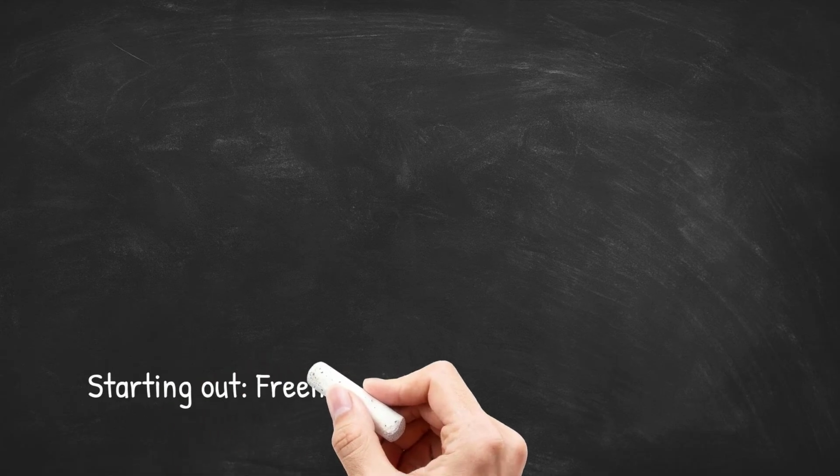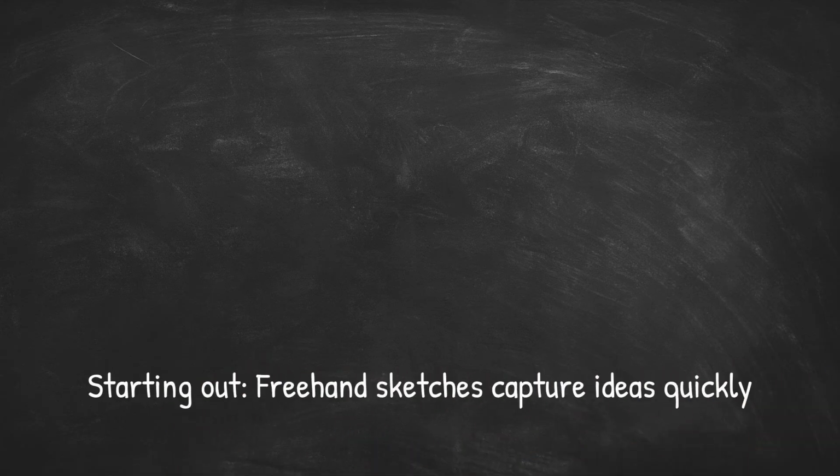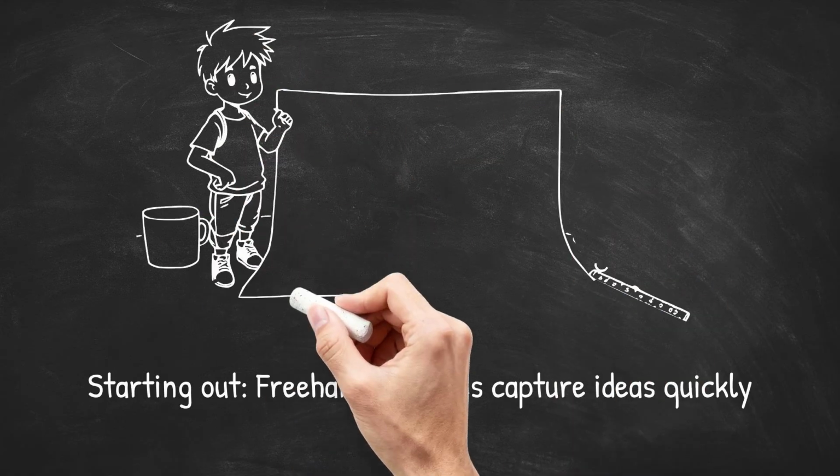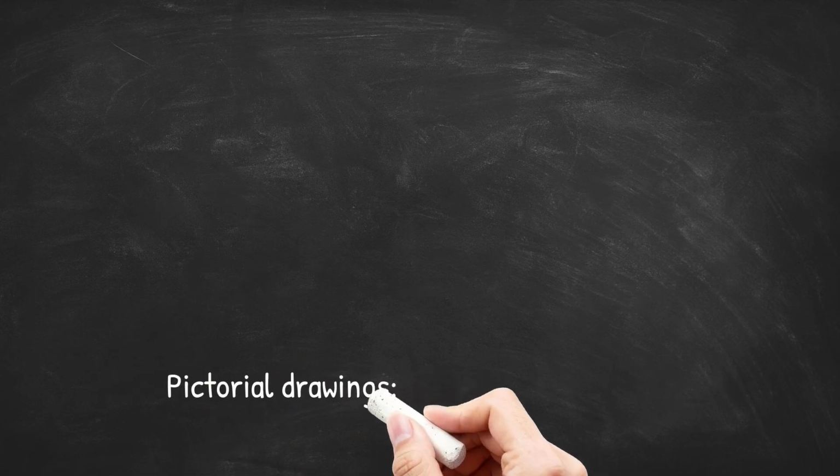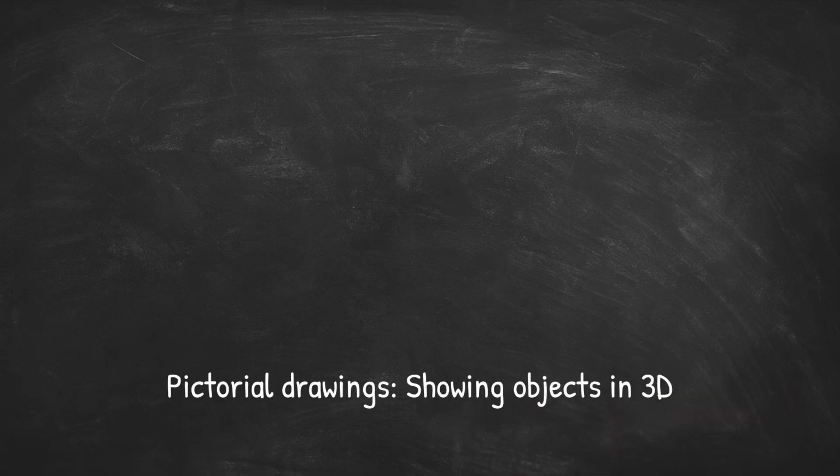We start with freehand sketches, quick, rough drawings used to capture ideas before they disappear. You don't need to be an artist, you just need to get your concept on paper. Then we move on to instrument drawings, which use rulers, set squares, and compasses to create accurate, neat, and professional visuals.